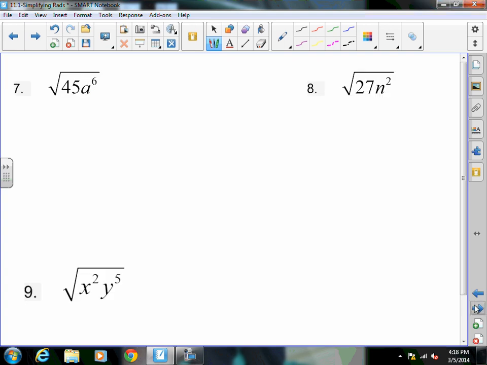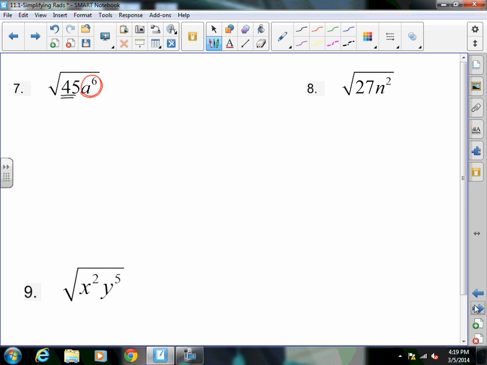Now we're going to look at what happens when you have a variable under your square root. So what you're going to do is you're going to do the square root of the number, and then you're going to do the square root of the variable. So here's what this means.